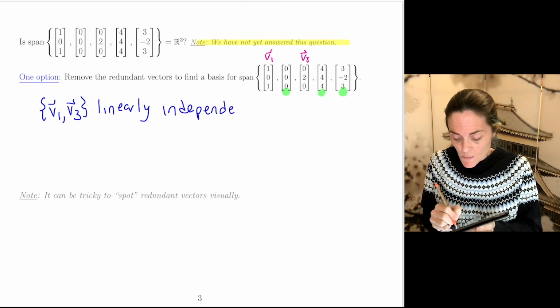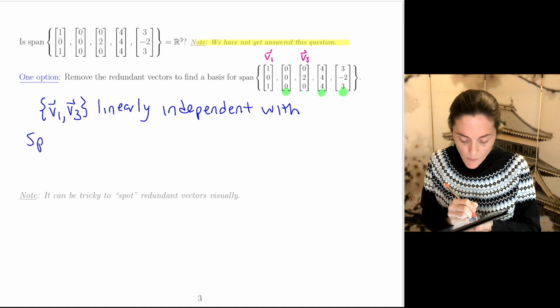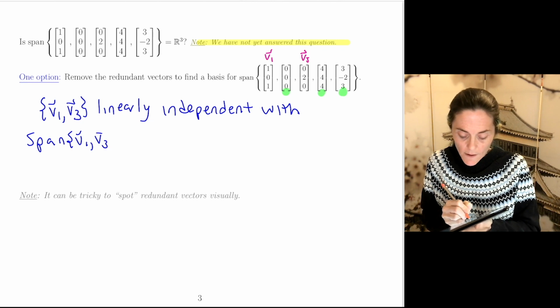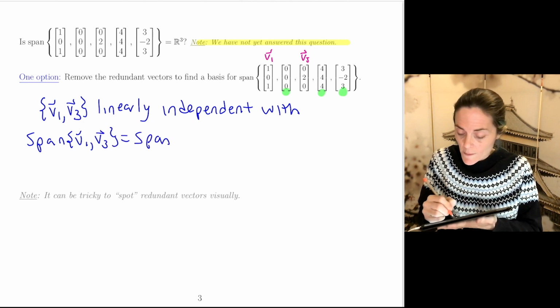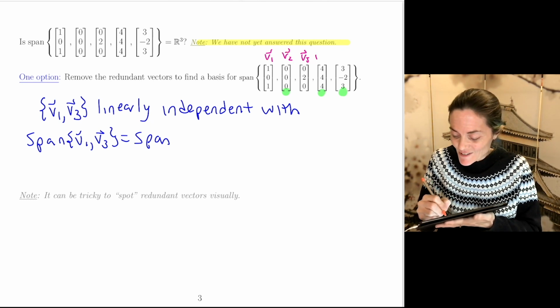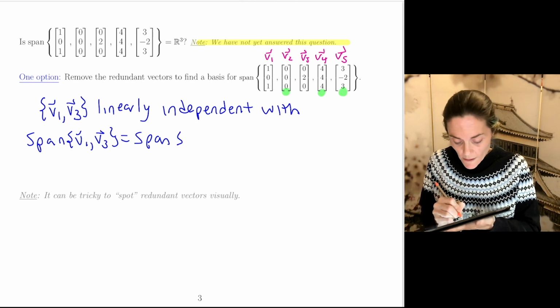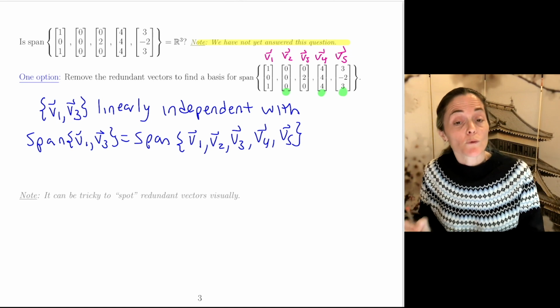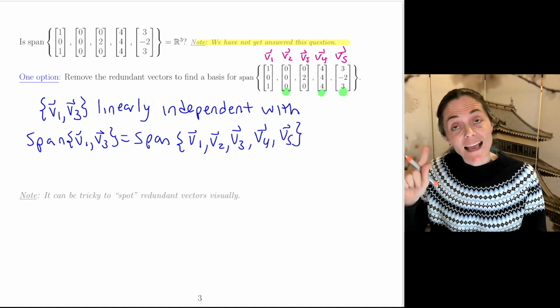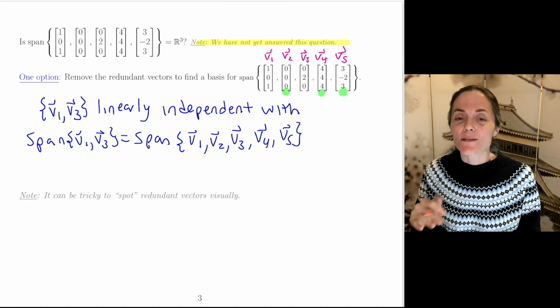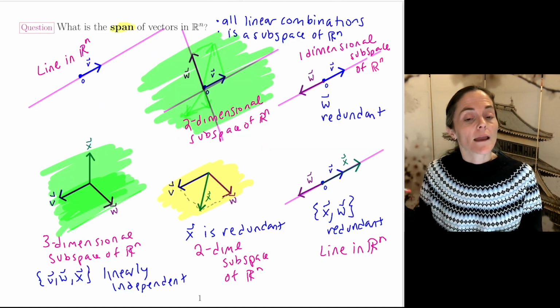We have the same span. The span of these 2 vectors will be the same. This is equal to the span. Well, now let me label the other ones, say V2, V4, and V5. The span of those 2 vectors will be equal to the span of all 5, because all I did was remove what's redundant. If you're starting to get confused, let's go back and look at the geometry right here.